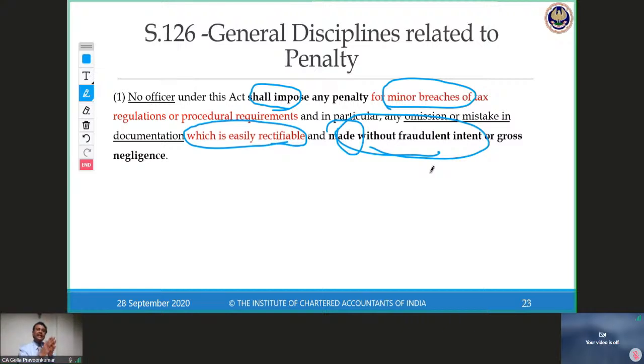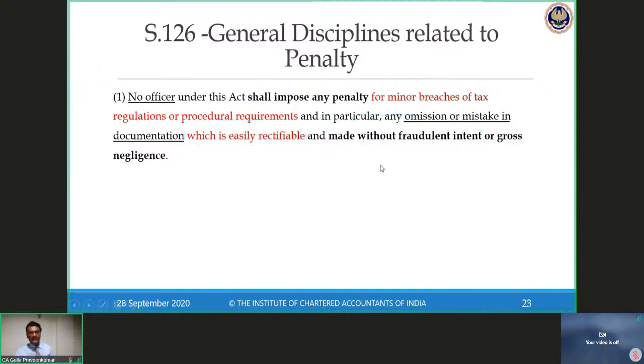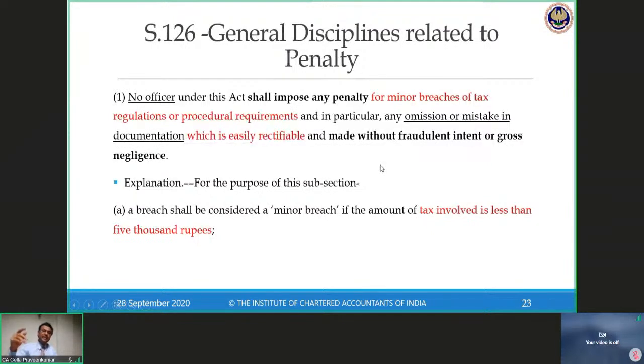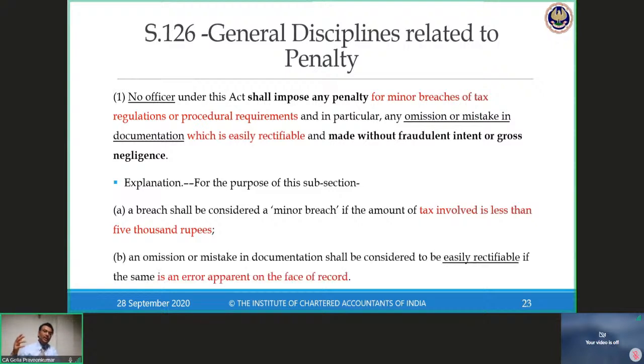In those cases, they say my offences, I cannot levy an offence under section 126. Further it says explanation. What is your minor breach? My minor breach will be the amount where tax involved is less than 5,000 rupees. If the tax amount involved is less than 5,000 rupees, it should be called a minor breach. Further, any omission or any mistake in documentation shall be considered easily rectifiable if the same is error apparent on the face of the record.